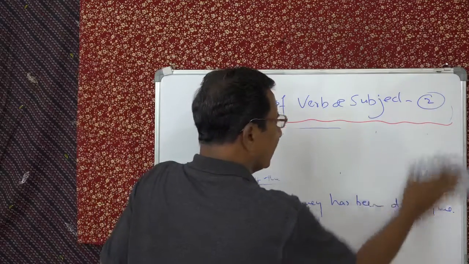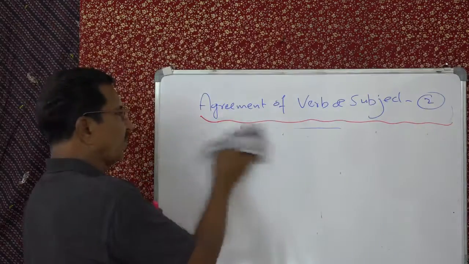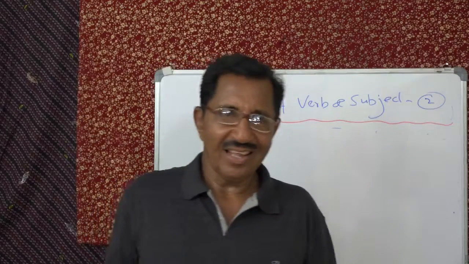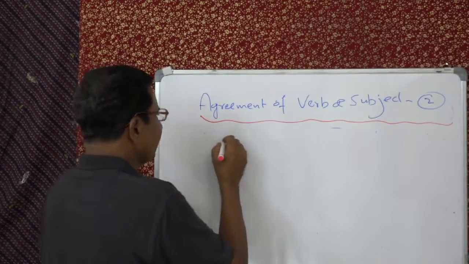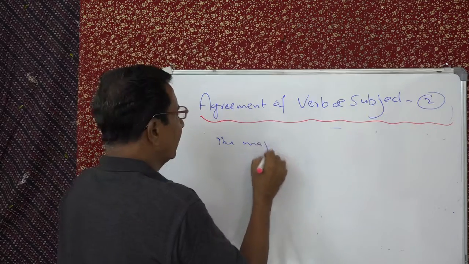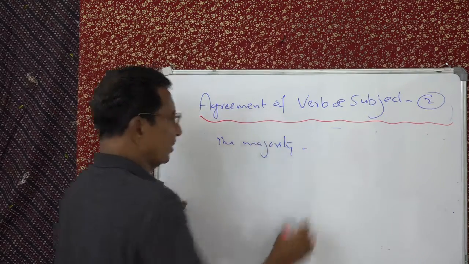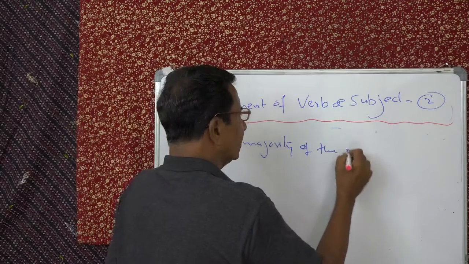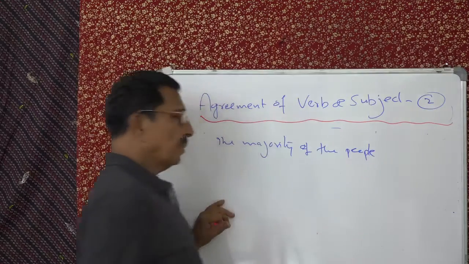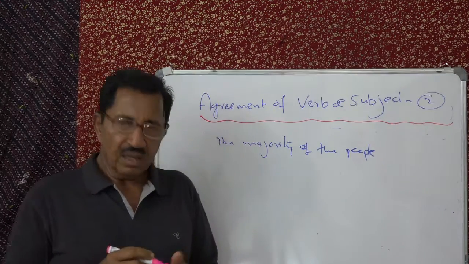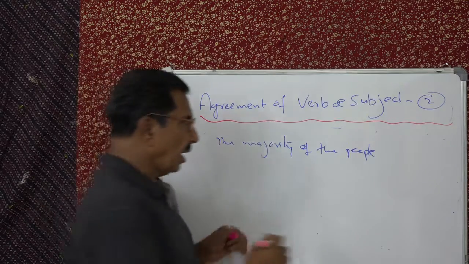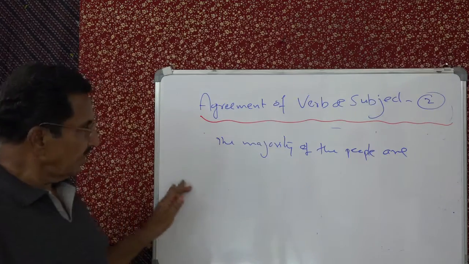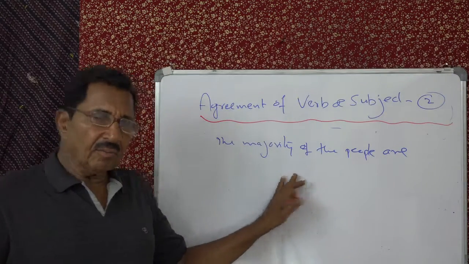Now we have one or two more points, simple points, not very difficult. You know about majority of and most of. The majority of is used with countables. The majority of the people, then it's plural. Majority of the people are watching cricket. Understand? If you want to get the same meaning for uncountables, you have to use most of.